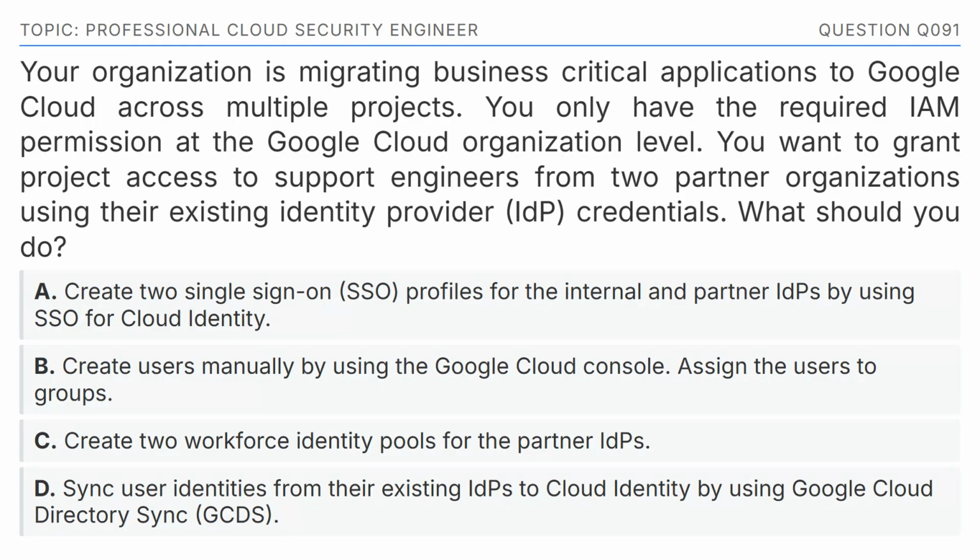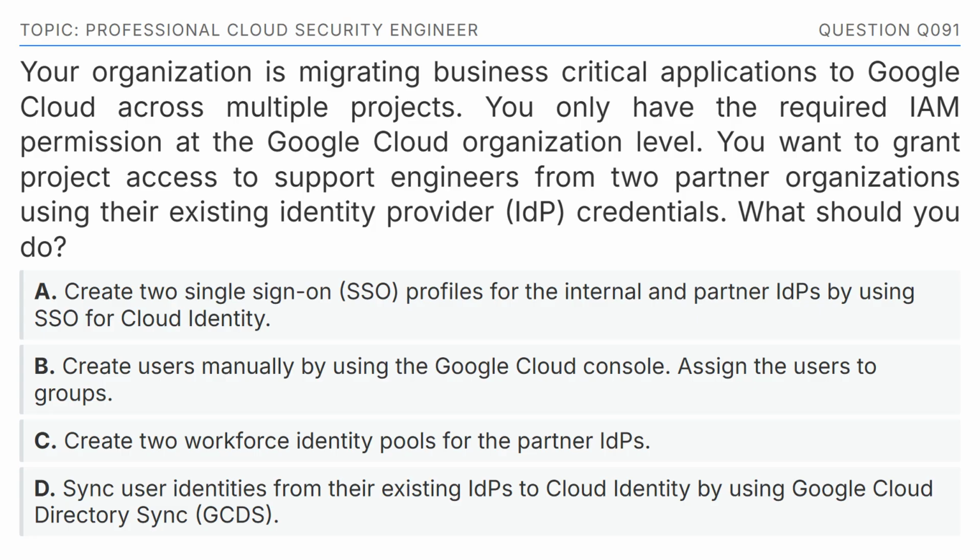Your organization is migrating business-critical applications to Google Cloud across multiple projects. You only have the required IAM permission at the Google Cloud organization level. You want to grant project access to support engineers from two partner organizations using their existing identity provider, IDP, credentials.